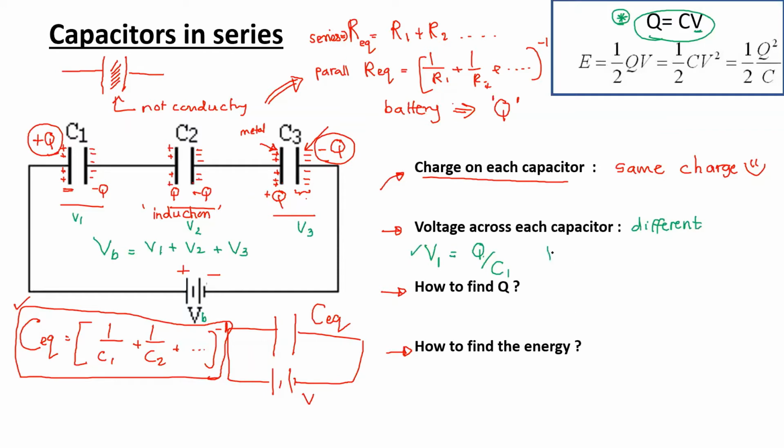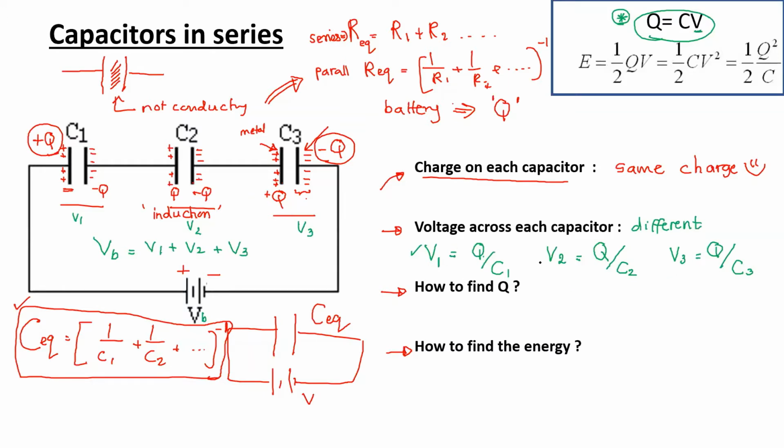Yes. So for the second capacitor, we have the same charge, right? We know when they are in series, they have the same charge. It will be Q over C2. For the third capacitor, it will be Q over C3. So even with these equations, we can see that the V's are different because C's are different, right? When the capacitance values are different, your voltages will also be different.